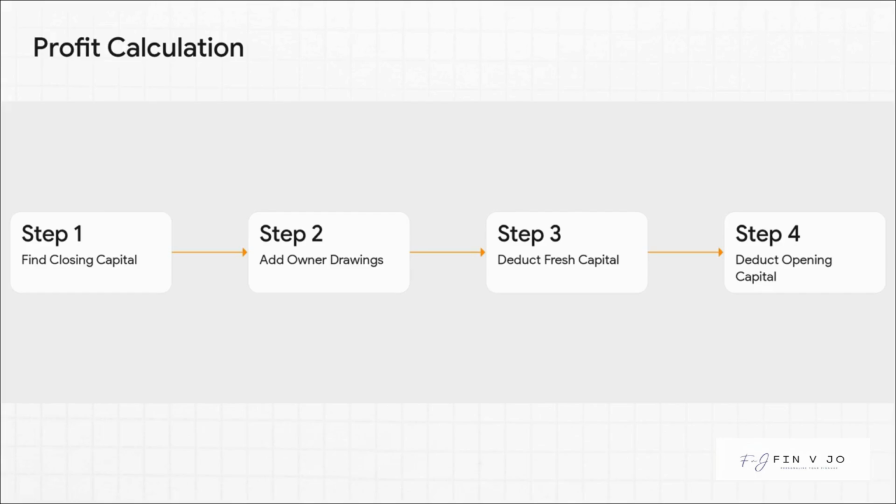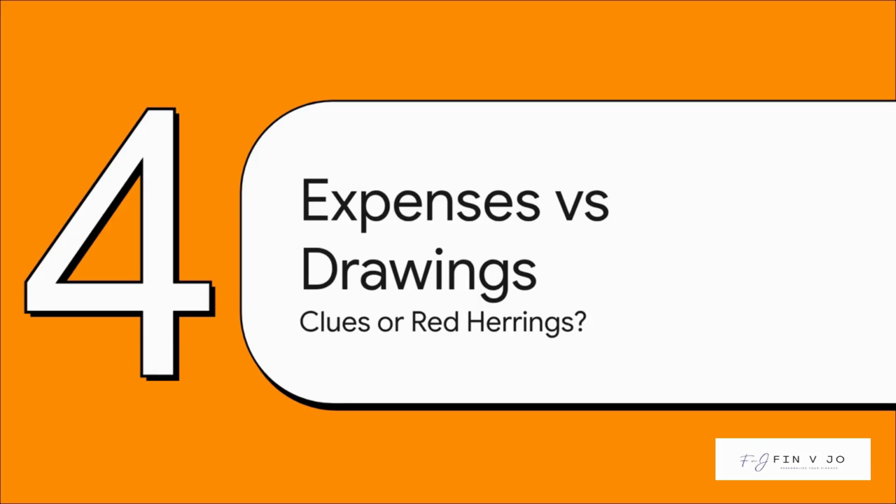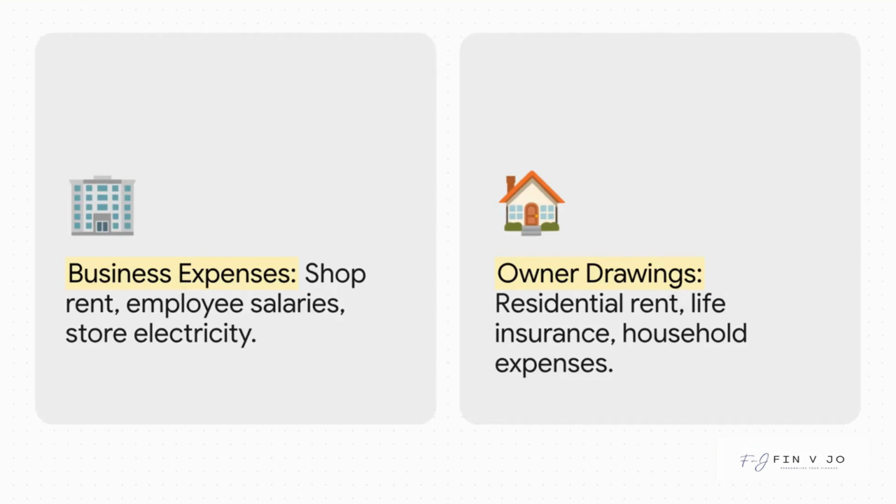Pretty neat, right? Section 4. Business expenses versus drawings. Are these clues or just red herrings? This distinction right here is the absolute biggest pitfall in calculating capital. You really have to scan the business transactions incredibly carefully. On one hand, we have legitimate business expenses. Rent for the shop premises, employee salaries, electricity for the store. Standard stuff. But on the other, drawings.